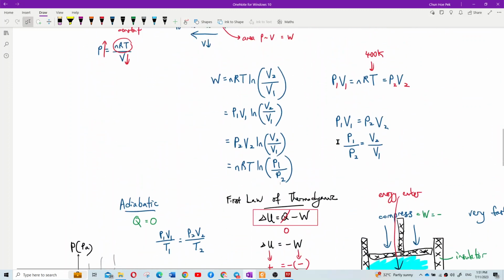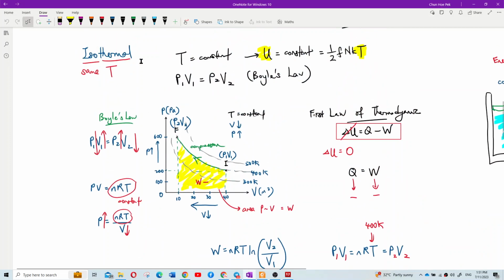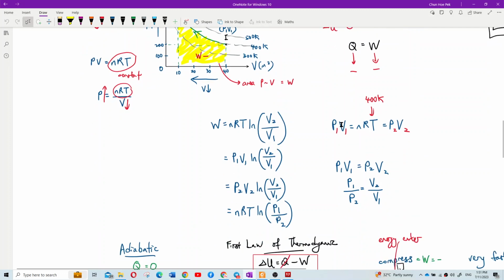What do you do, class? Nah, NRT boleh tukar ke P1V1 ataupun P2V2 kan? P1V1 equal to P2V2, Boyle's law. You know, isothermal process is Boyle's law. P1V1 equal to P2V2 also equal to NRT. Kalau soalan tak bagi number of mole, kita guna kaedah lain. Ya, tak ada number of mole, kita guna kaedah lain lah. Okay, so guna PV pula. Understand?